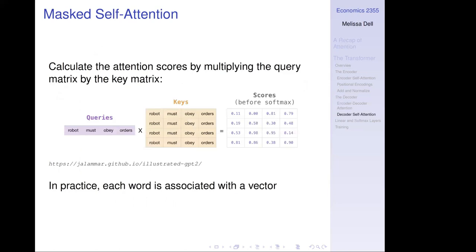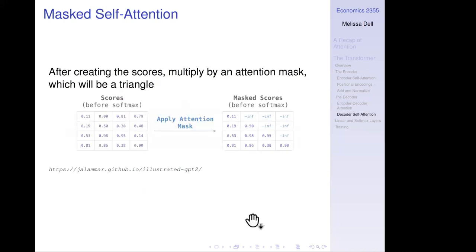So we calculate the attention score by multiplying the query matrix by the key matrix. It's shown in this figure using just words, but in practice, each word is associated with a vector, right? And so when we multiply the query matrix times the key matrix, that gives us scores. We haven't softmaxed those yet. So you can see we're doing this just like we did at the encoder stage. We're asking how much a given token should attend to every other token in the sequence. But then we apply an attention mask. And remember, we're going to softmax.